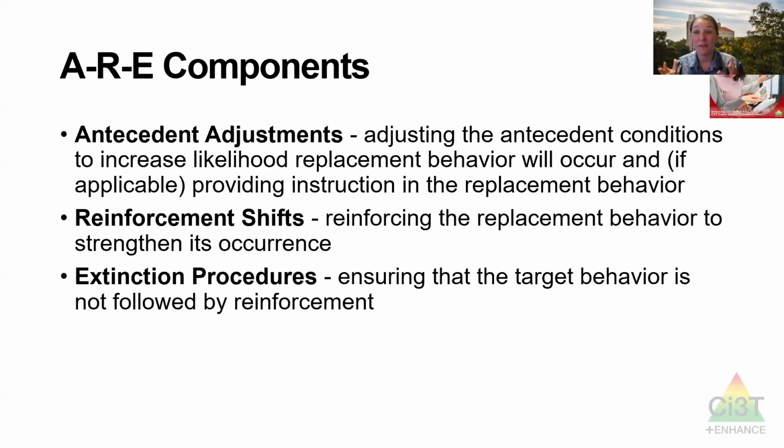So those can be things like in the physical setting, like changing seats or visual cues, posters, teaching the student the intervention, or teaching the student the skill. It can be things like self-monitoring. Those are things we're doing in the environment to set the student up for success, to make it more likely the replacement behavior will happen.